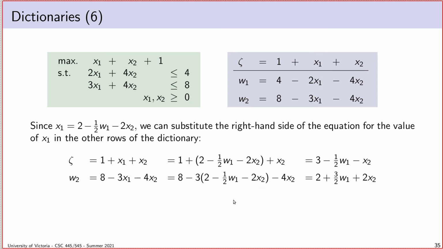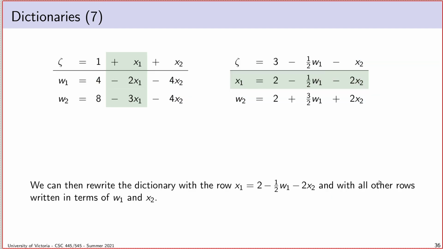And so I do. In my dictionary, gamma, the objective function, is 1 plus x1 plus x2. So I know what x1 is. It's that equation I just came up with a minute ago. So I sub that in, and I get this. And then w2 is equal to 8 minus 3x1 minus 4x2. So I sub in that expression for x1 that I got a minute ago, and then I get this. Okay, where's this going though?